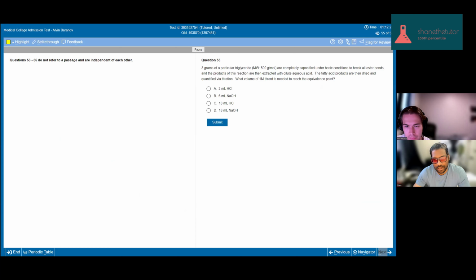Under basic conditions, to break all ester bonds, and the products of this reaction are then extracted with dilute aqueous acid. The fatty acid products are then dried and quantified by a titration. What volume of 1 molar titrant is needed to reach the equivalence point? Okay, so we can take the mass given of the particular triglyceride. We could use the molar mass to figure out the moles of that, right?